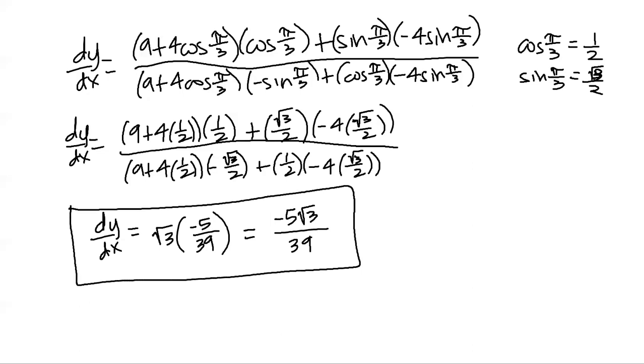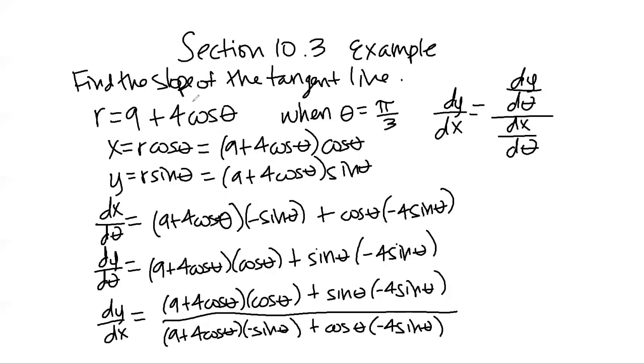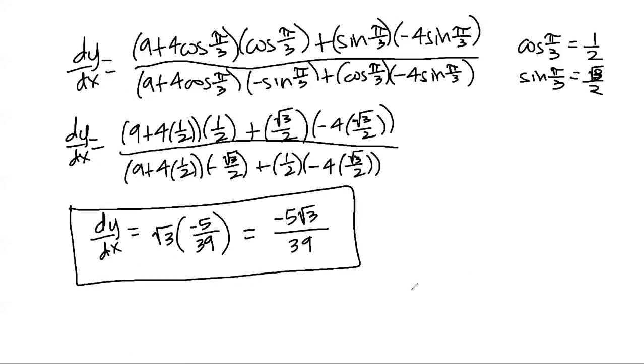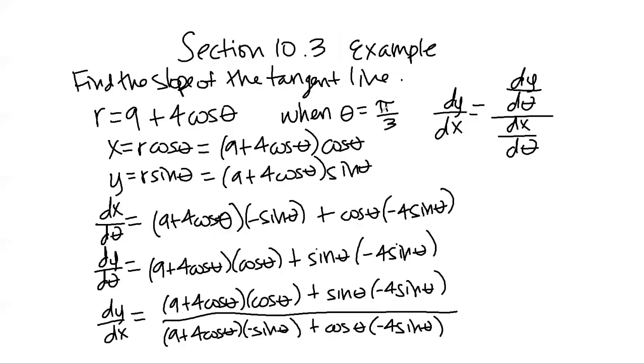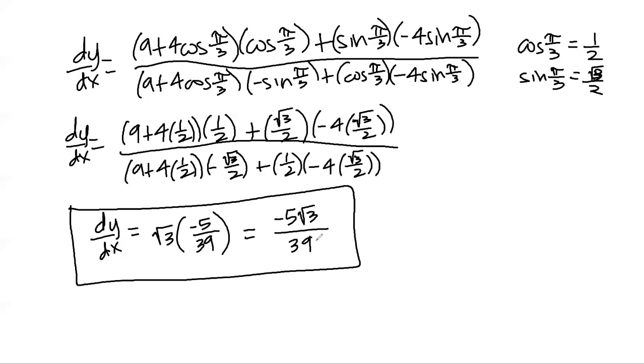So what did we just find? What was the question? We found the slope of the tangent line when theta is pi over 3. So to finish this example, you should graph the original function and look at the curve when theta is pi over 3, and hopefully this answer will make a lot more sense. This is a negative number, less than 1, so it's got a negative slope, and it's very shallow, I guess would be the right word.